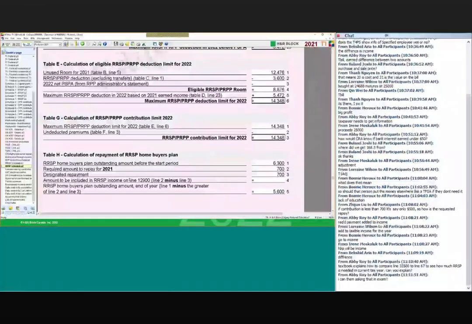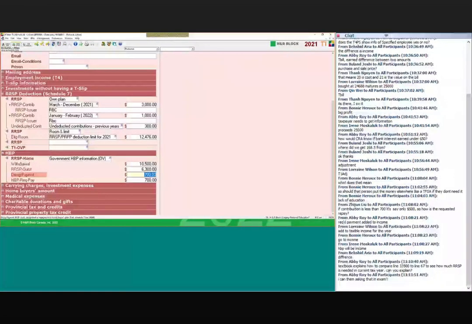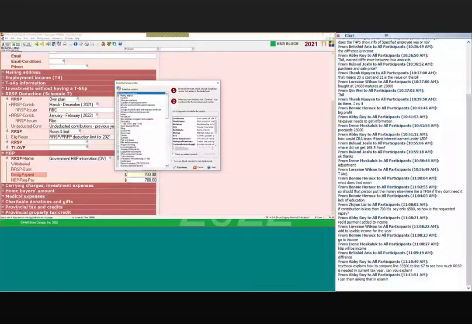All right, so there's also a parallel to the RSP, the PRPP, and I'm not going to go into it because I've never seen it. I've never done it, and they didn't give me any notes, so I'm not going to do it.